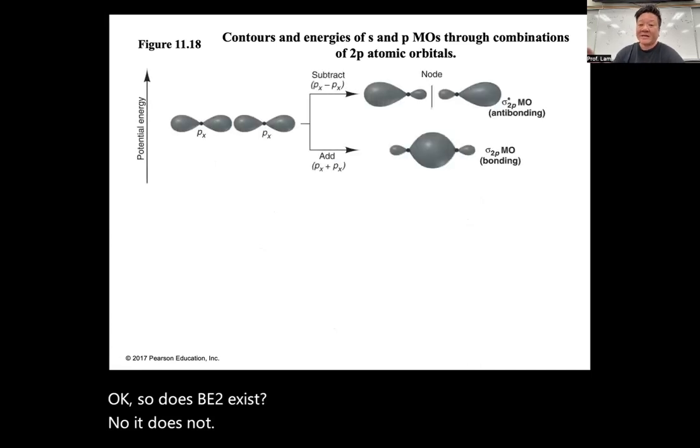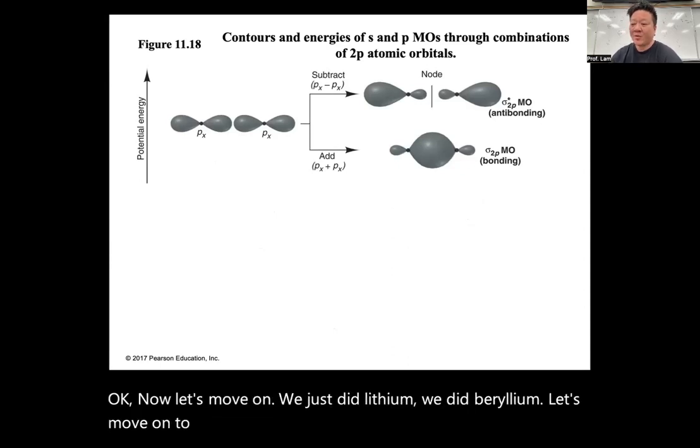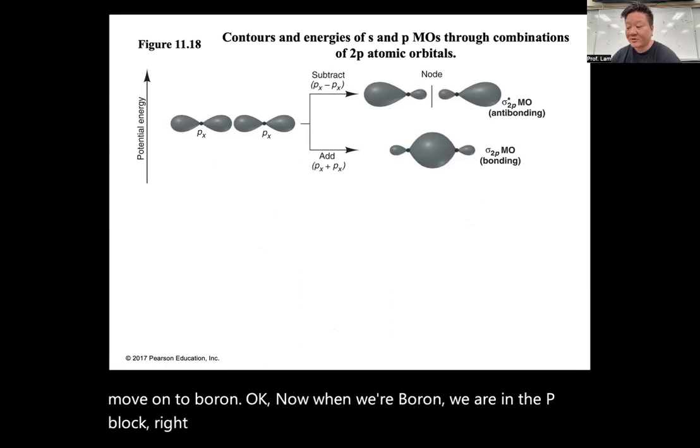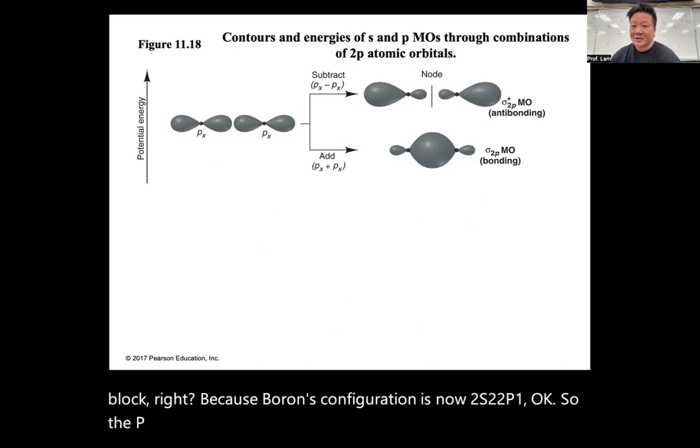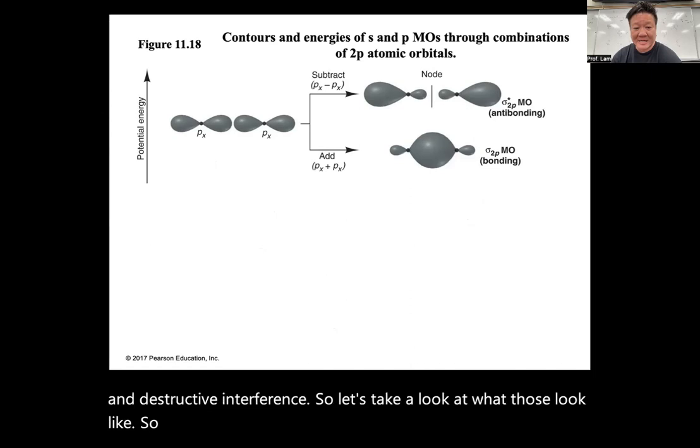Okay, now let's move on. We just did lithium, we did beryllium. Let's move on to boron, okay? Now, when we're at boron, we are in the P block, right? Because boron's configuration is now 2s2, 2p1, okay? So the p orbitals now are also going to do constructive interference and destructive interference. So let's take a look at what those look like, because so far we only looked at the s. So the p look like the peanuts, right?